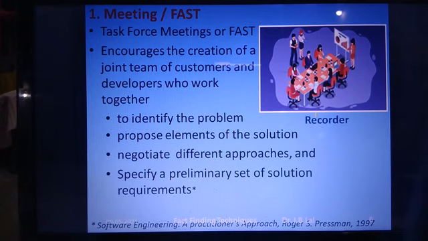They ultimately agree on the various aspects of the software that has to be developed. So this encourages the creation of a joint team of customers and developers who work together to identify the problem, propose elements of the solution, negotiate different approaches, and specify a preliminary set of solution requirements.